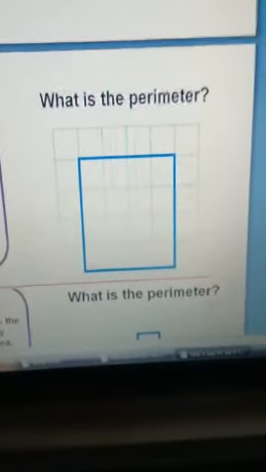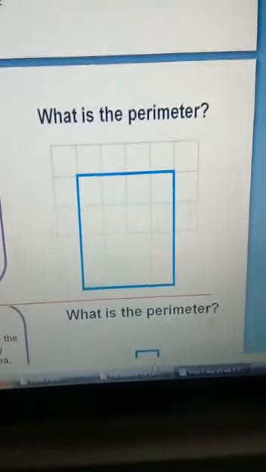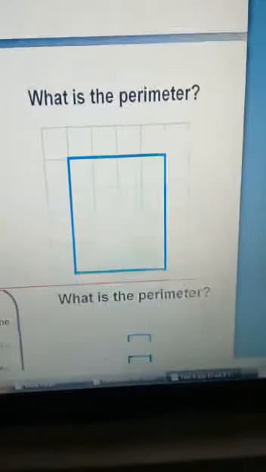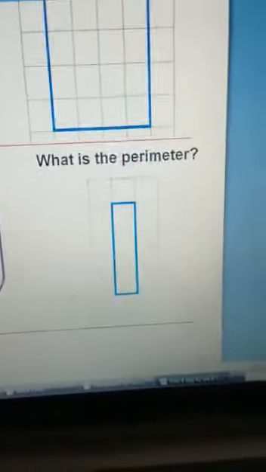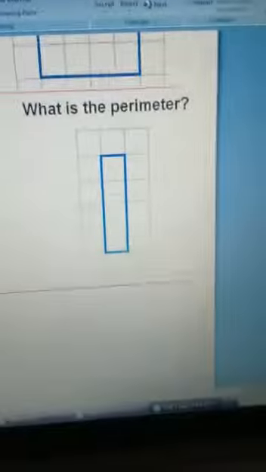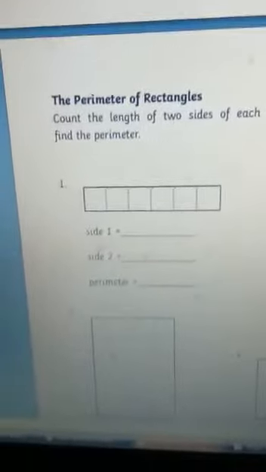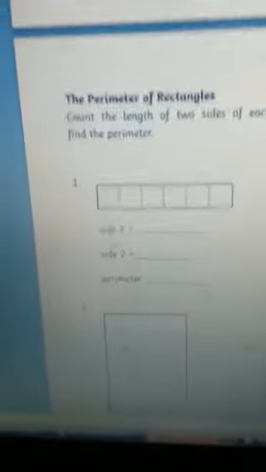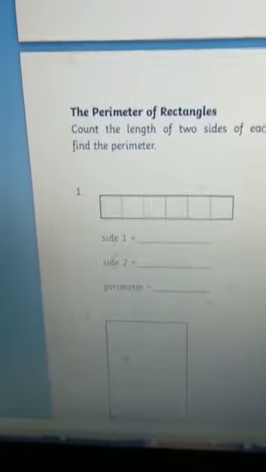What is the perimeter of this shape? Using the squares first. Don't measure it with your ruler, just count the squares. And for this one, short one. And then we've got some extra ones, perimeter of rectangles. Find out the side 1, side 2, double them, and then put them together to make the perimeter. Add them together. Okay, that should be very quickly done, just to get your ideas about what perimeter is.